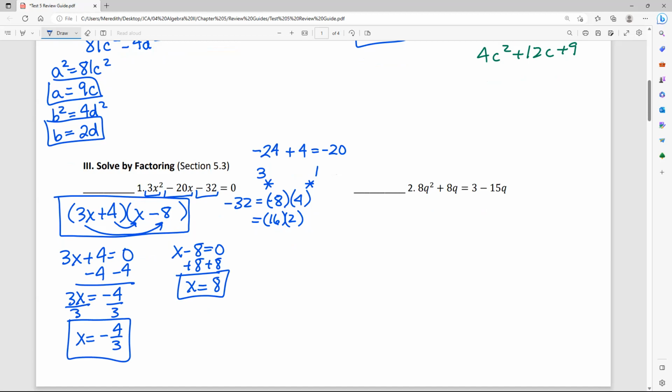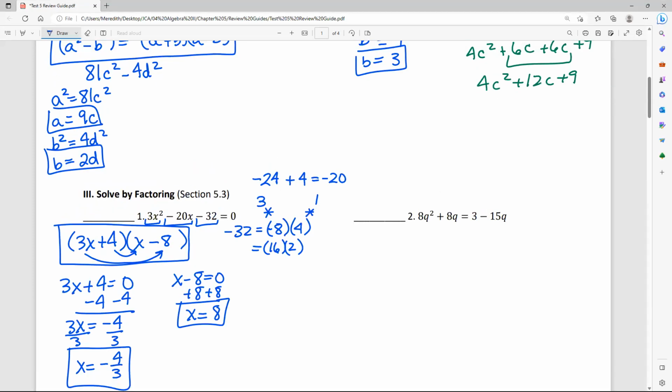All right, so for number 2, it's a little more complicated, but it should look somewhat familiar. We just need to combine all terms on one side when we solve by factoring. So I'm going to subtract the 3 and add the 15q to both sides. So this ends up being 8q squared plus 15 plus 8 is 23, minus 3 equals 0.